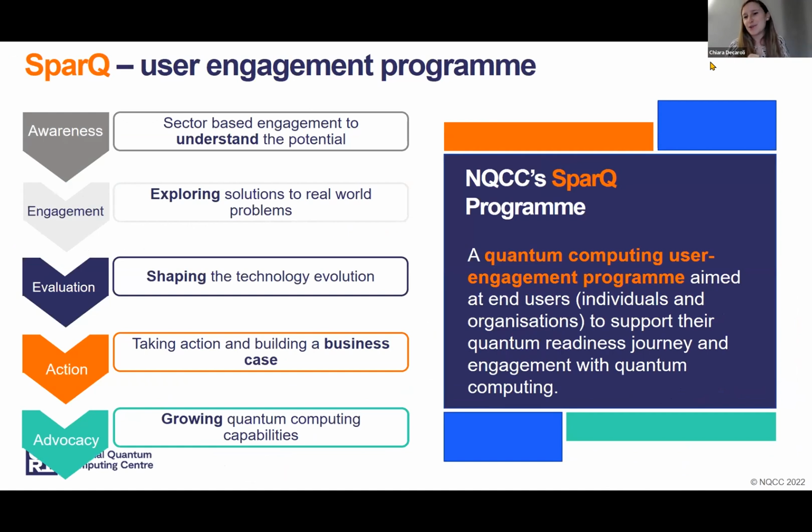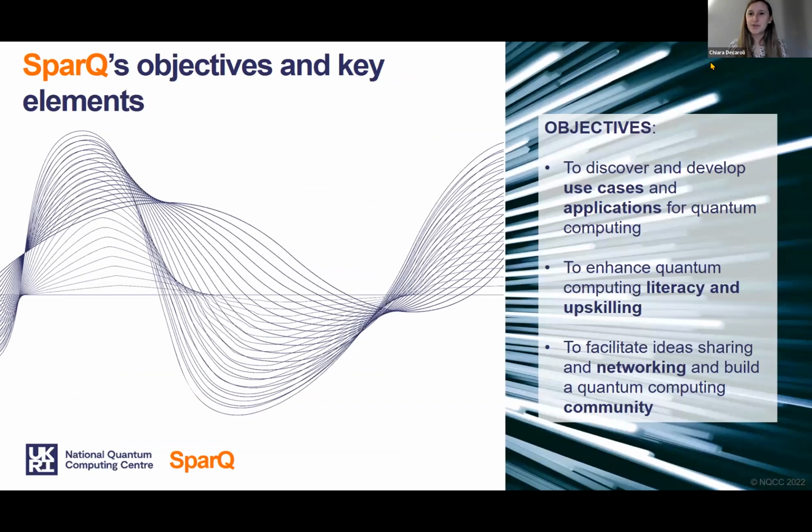Spark is our user engagement program, specifically targeted to end users who may be individuals or organizations. These end users may be within the industry sector, but also within the research community. It's very much to be able to handhold them and help them through this quantum readiness journey. Spark has three key objectives. The first one is to help with discovery and development of use cases and applications. The second is to enhance quantum computing literacy and upskilling. And the third is really to create a user community for quantum computing through networking events and ideas sharing.